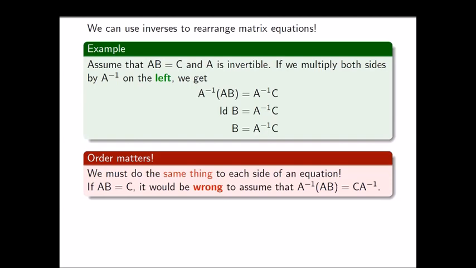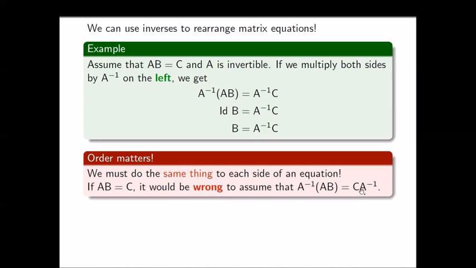And when I say order, I mean the order of multiplication. So whatever we do, we need to do the same thing on both sides of the equation. So if we're multiplying a matrix on both sides of this equality, we have to multiply them on the same side of the existing matrices. So here I'm multiplying A inverse on the left of AB, and I cannot multiply A inverse on the right of C.